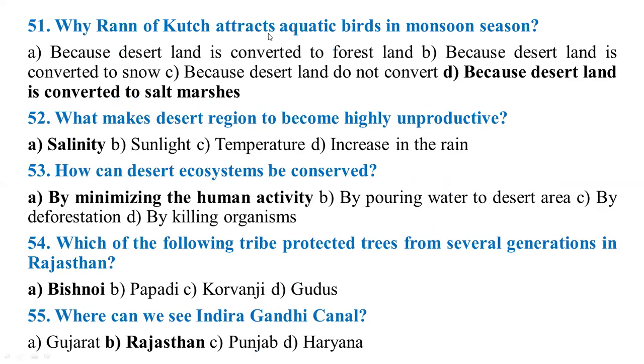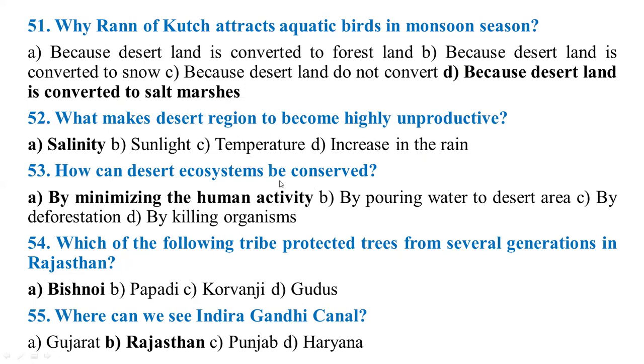Why does Rann of Kutch attract aquatic birds in monsoon season? Please read four options. Among these options, you will come to know that desert land is converted into salt marshes. That is why Rann of Kutch attracts aquatic birds in the monsoon season. What makes the desert region highly unproductive? Salinity, sunlight, temperature, increase in rain. Salinity is the right answer.